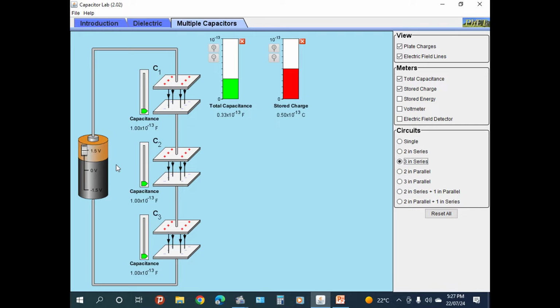So here we have the same charge, and the supplied voltage is equal to the sum of the voltages, that is V total is equal to V1 plus V2 plus V3. The inverse of the equivalent capacitance is equal to the sum of the inverses of the individual capacitances, that is 1 over C1 plus 1 over C2 plus 1 over C3.